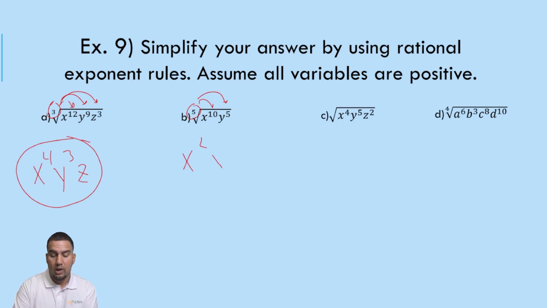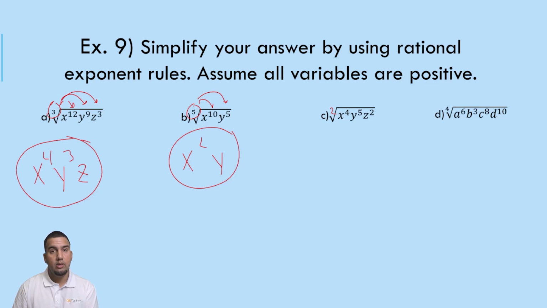So it's simply just going to be y to the 1 or just y. And that's my final answer. That's it. So now we're going to move on to C. But wait a minute. C doesn't have an index. So what does that mean? That means it's technically an imaginary what? An imaginary 2.